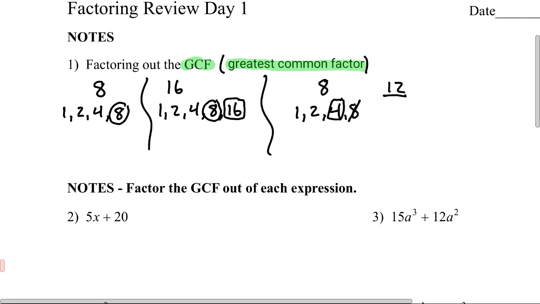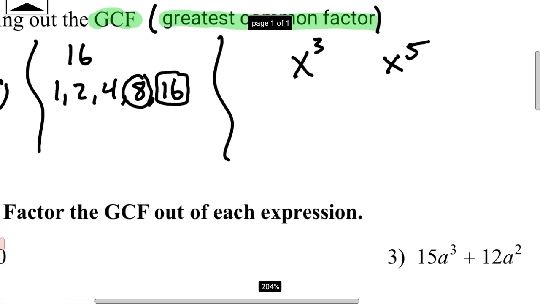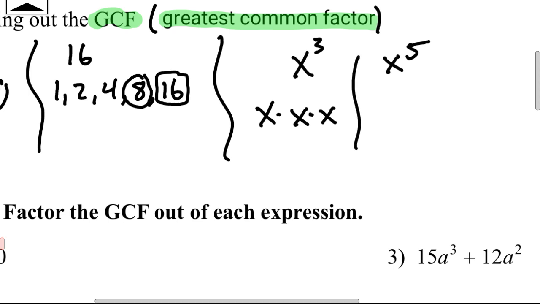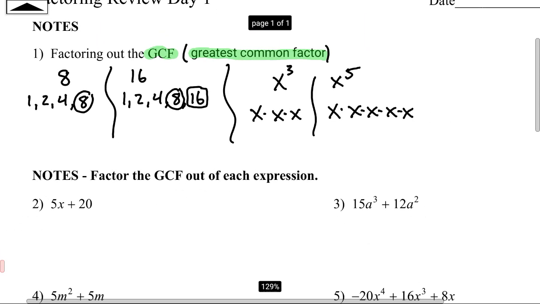And then what if we have variables? So if I said I had x cubed and x to the 5th, what are the factors of x cubed? Well, isn't that just x times x times x? X to the 5th would be 1, 2, 3, 4, 5.